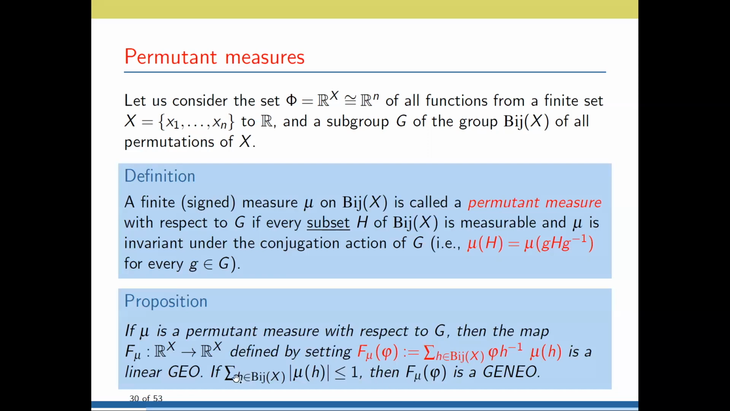I have to add to the proposition that if the total mass of our permutant measure is less than or equal to 1, then F_mu is not just a group equivariant operator. It is indeed a group equivariant non-expansive operator. So we have a method to build GENEOs.